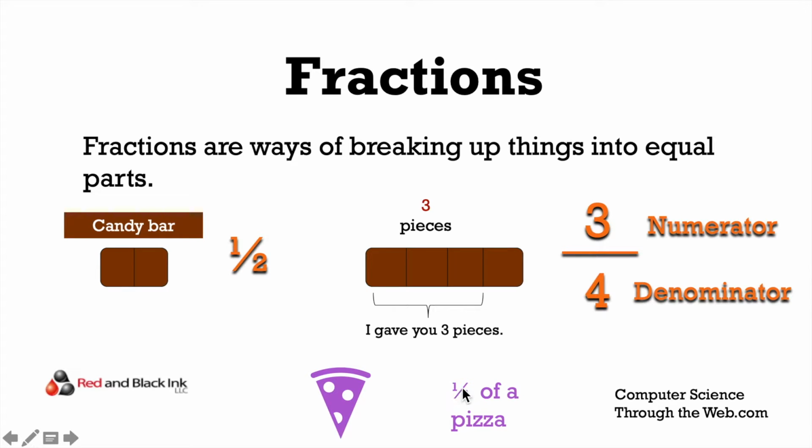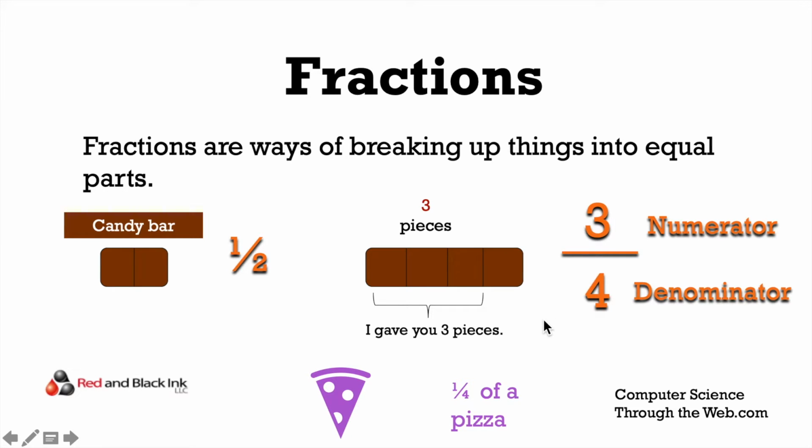So it's whether I give you 1/4 of a pizza, or I give you a slice of cake that ends up being half of the cake. Whatever it might be, it's a way of looking at breaking up something into equal parts. The total number of parts is the denominator, and whatever portion you're concerned with, that's the numerator.